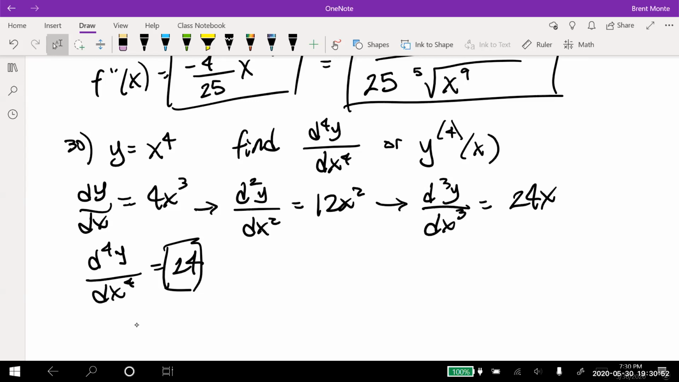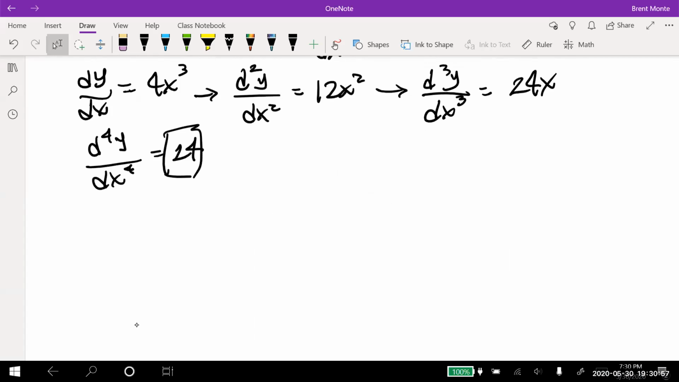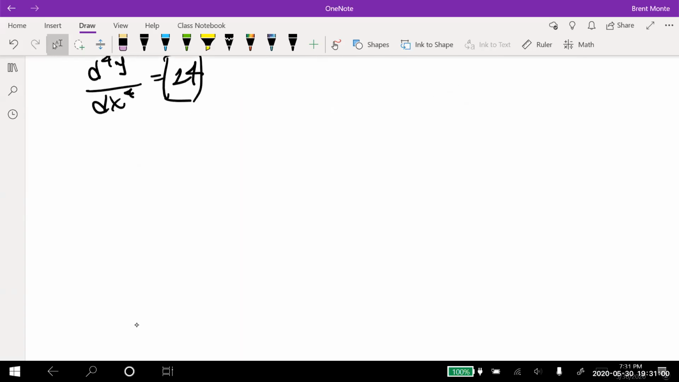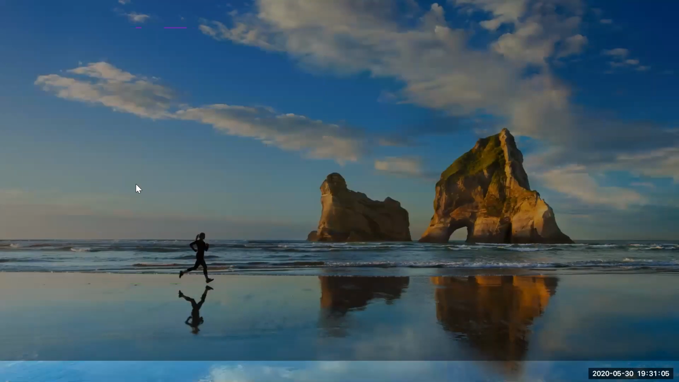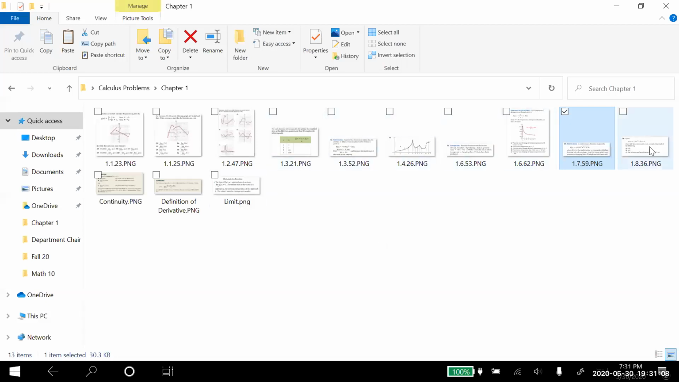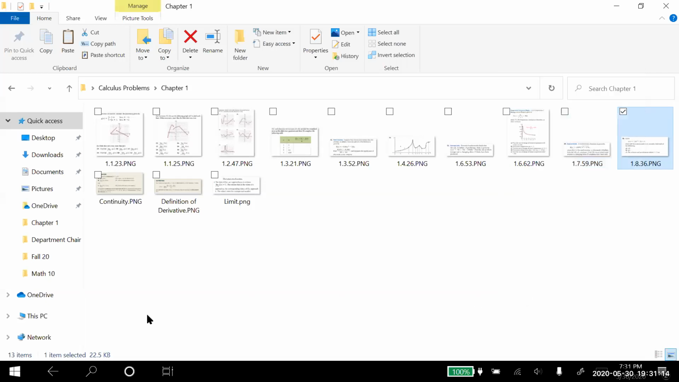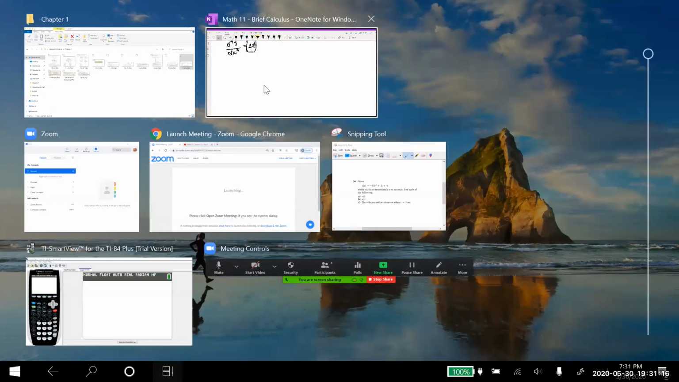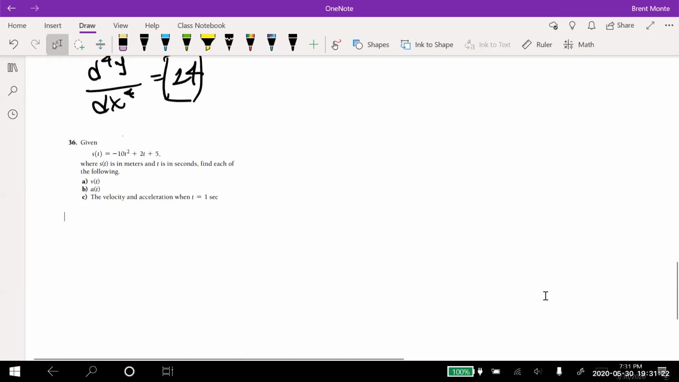So a lot of times the higher order derivatives are not that bad. But let me do this. I'm going to give you an application. I'm going to go grab it real quickly. It is in here. Here's my problems. And it's 1.836. We'll just copy that. Move that over. I'll put it right here. Now, here's an application so that I can kind of show you what these things mean. It says, given S of t is negative 10 t squared plus 2t plus 5, where S of t is in meters and t is in seconds, find each of the following.